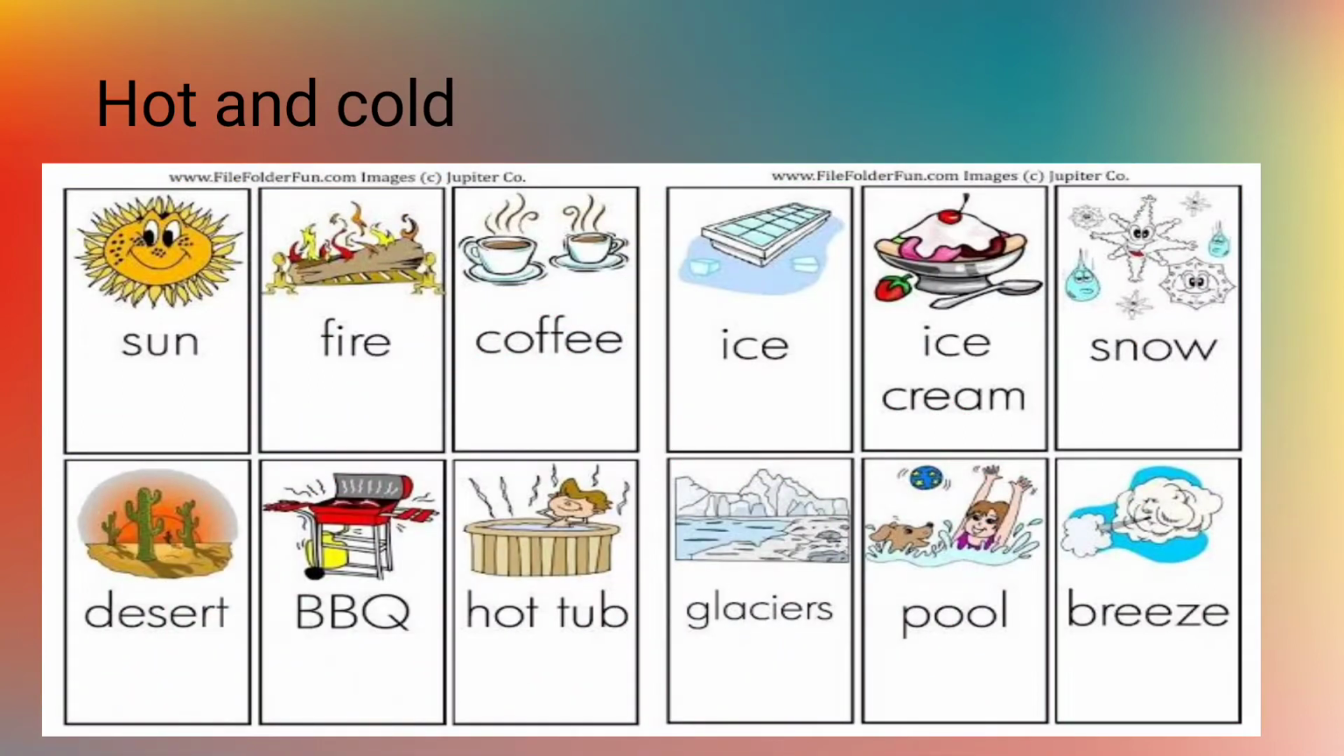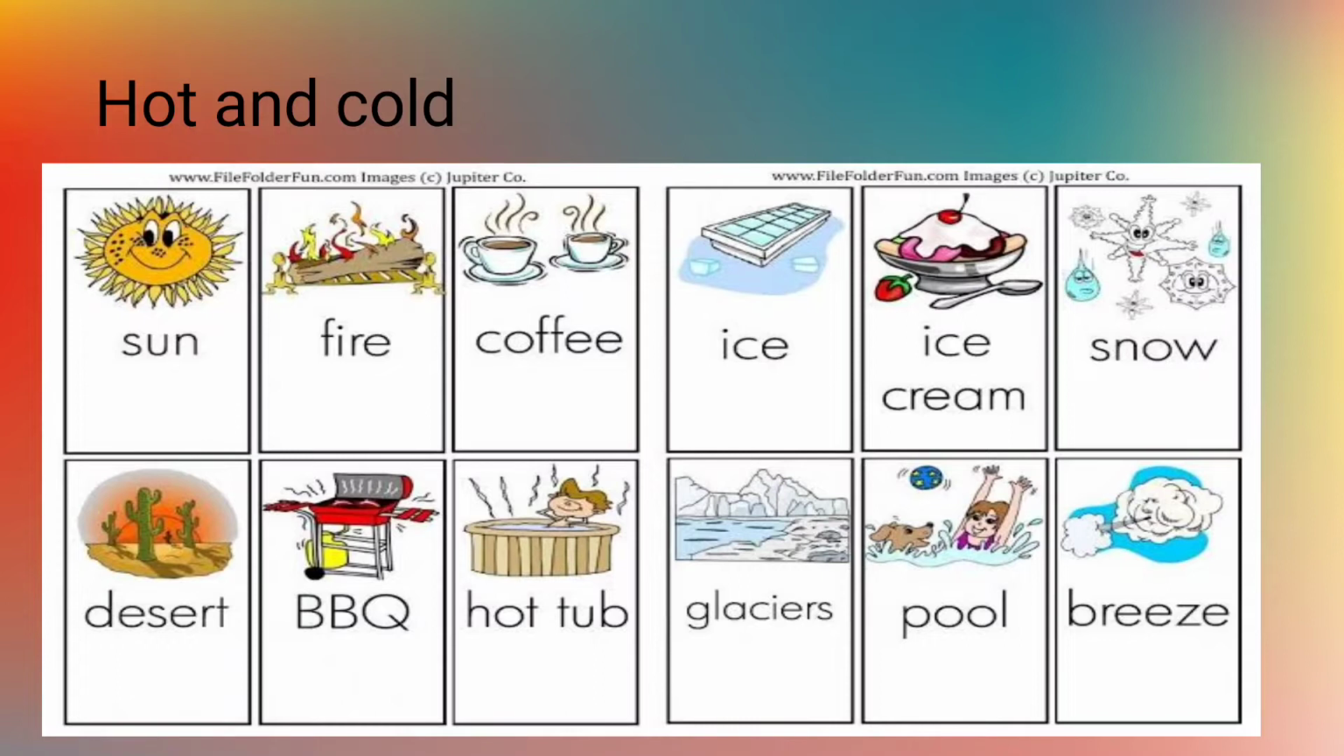Now, let us see about hot and cold. In our day-to-day life, we come across a number of objects. Some of them are hot and some of them are cold. For example, tea is hot and ice is cold. I have listed some of the objects in the form of a table. Please observe this table and identify the objects that are hot and cold.